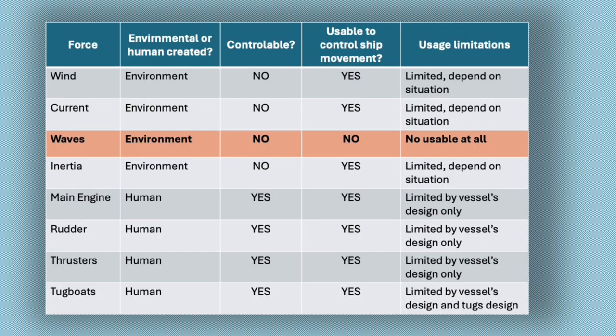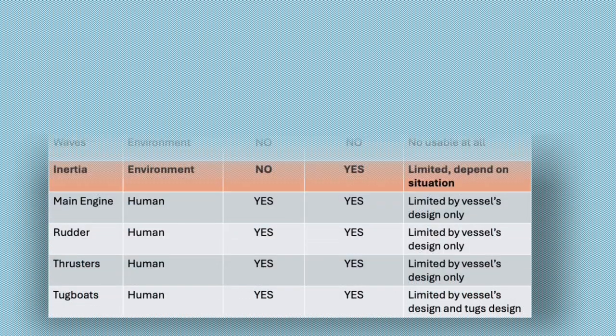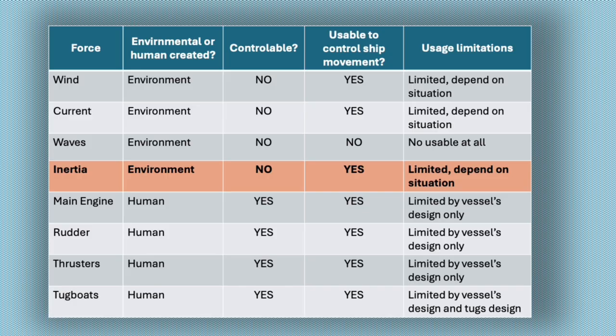Waves. Waves can push the vessel with considerable force. Waves are able to slow down or accelerate the ship. Waves can suddenly change the ship's heading by 5 or 10 degrees. Waves cannot be used for ship handling. Inertia is the natural tendency of objects in motion to stay in motion and objects at rest to stay at rest, unless an external force causes the velocity to change. It is one of the fundamental principles in classical physics. Inertia could be used for ship handling.